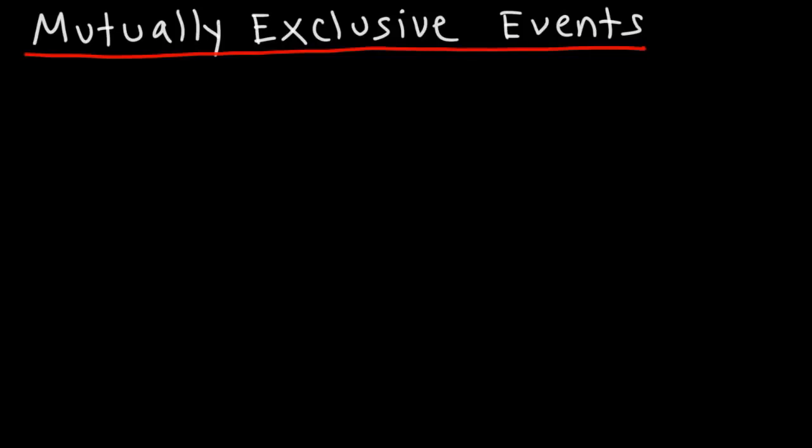In this lesson, we're going to focus on mutually exclusive events. Now, what is a mutually exclusive event? These are events that cannot occur at the same time. So what does that mean? Let's say we have two events, event A and event B. Events A and B will not occur at the same time if they do not share any outcomes.